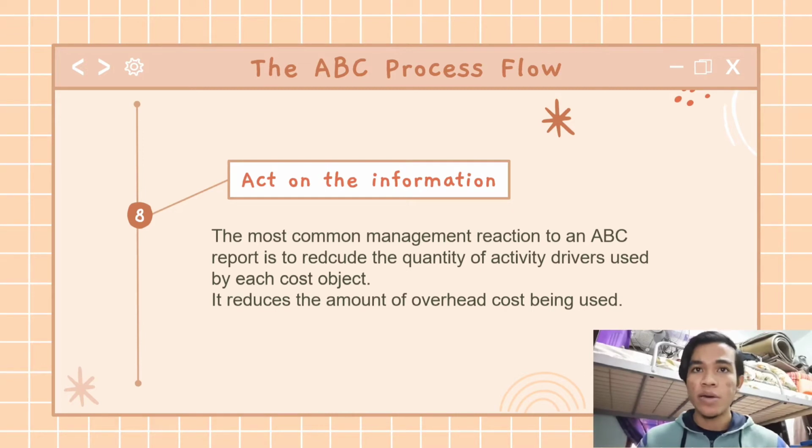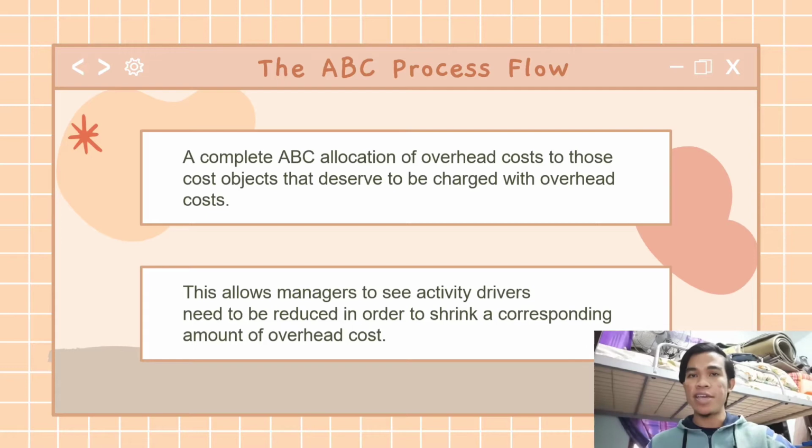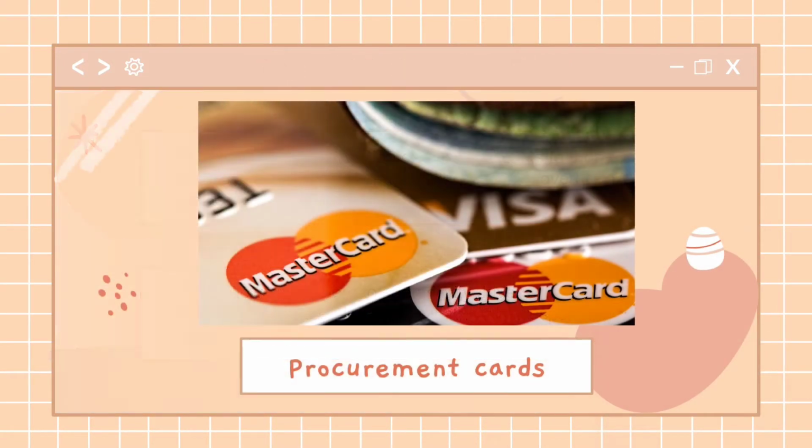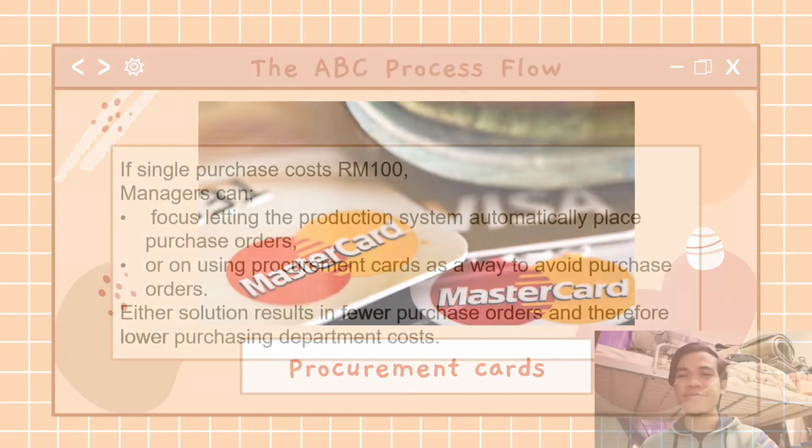Lastly, act on the information. The most common management reaction to an ABC report is to reduce the quantity of activity drivers used by each cost object. Doing so should reduce the amount of overhead costs being used. We have now arrived at a complete ABC allocation of overhead cost to cost objects that deserve to be charged with overhead costs. By doing so, managers can see which activity drivers need to be reduced in order to shrink a corresponding amount of overhead cost.